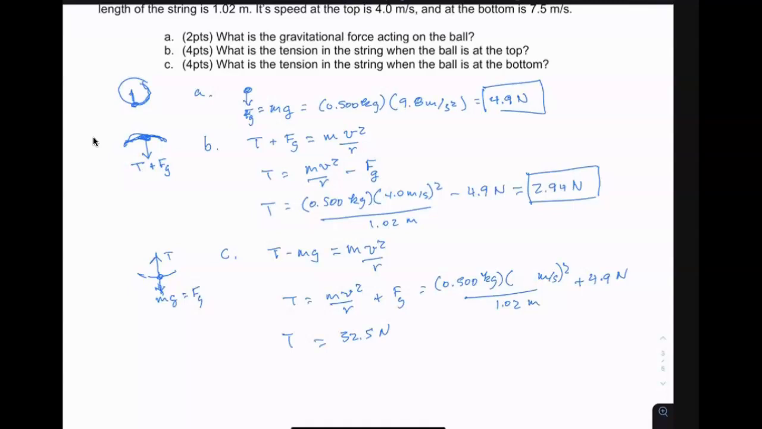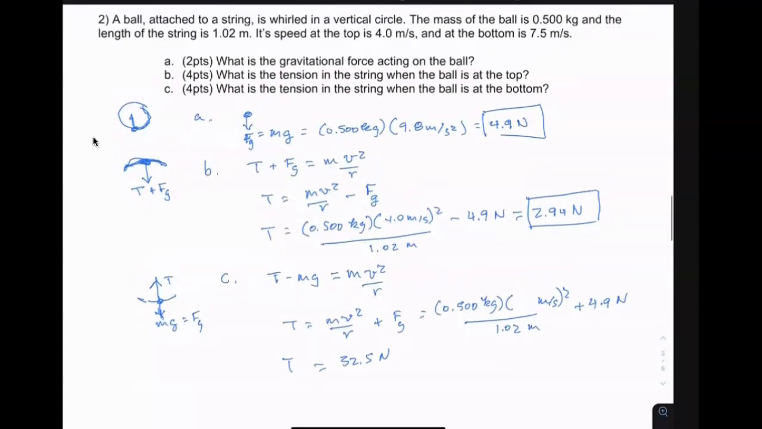We have to put the velocity that it had at the bottom, which is 7.5. And when we do that and add and do the calculation, we'll get 32.5 newtons. And that concludes this video.